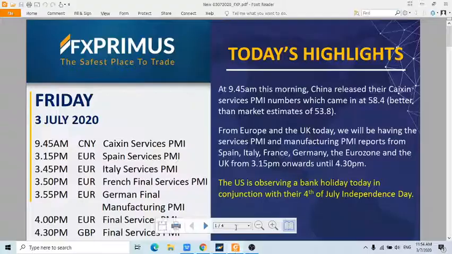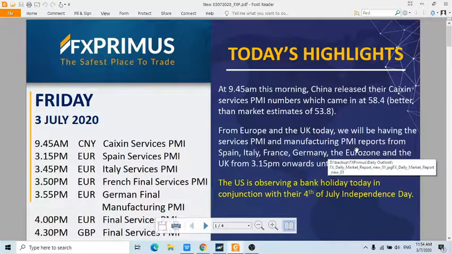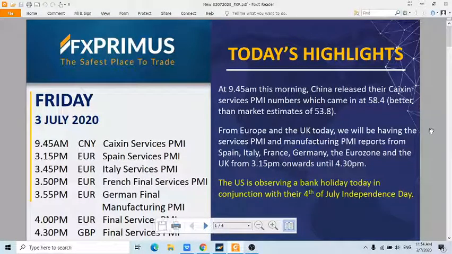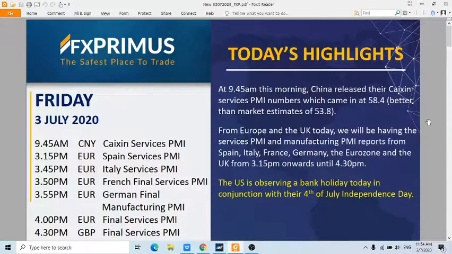Okay, so let us get back to today's economic calendar. Just a quick reminder for the US markets: the US is on a bank holiday today, in conjunction with their 4th of July Independence Day celebrations. Nevertheless, the Asian trading session and the UK market sessions are still operating.